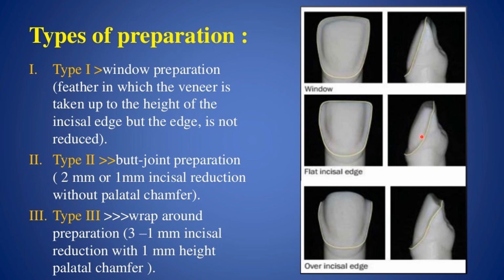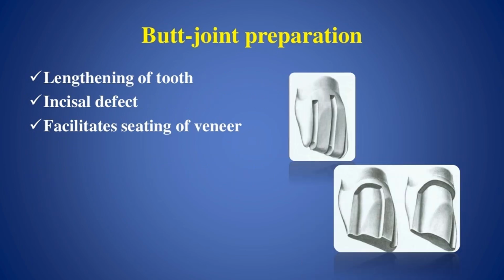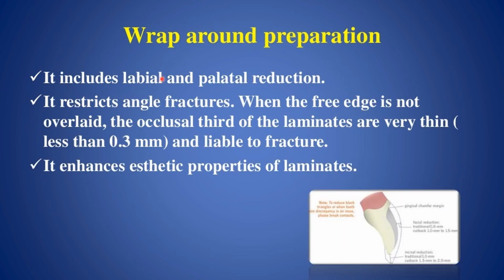37. Types of preparation: 1. Window preparation, feather, in which the veneer is taken up to the height of the incisal edge but the edge is not reduced. 2. Butt joint preparation, 1 to 2 mm incisal reduction without palatal chamfer. 3. Wraparound preparation, 1 mm incisal reduction with 1 mm height palatal chamfer. 38. Window preparation is preferred in direct composite veneers. Preserve lingual and incisal surfaces. Significant occlusal function. Preservation of functional surfaces reduces wear of the opposing tooth.